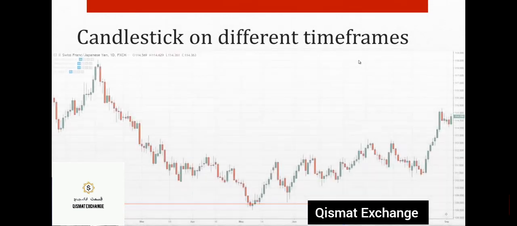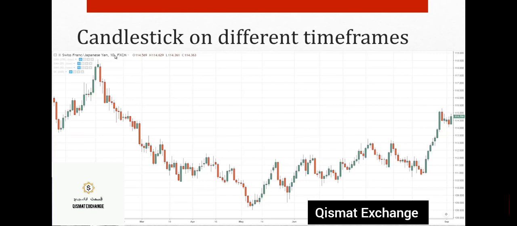And if you look at this one over here, this is the daily time frame. See this over here, 1D, means daily. This means that every single bar is printed after a day. So Monday there will be a bar, Tuesday there is 1 bar, Wednesday there is 1 bar, and so on. So this is how candlestick patterns can form on different time frames.